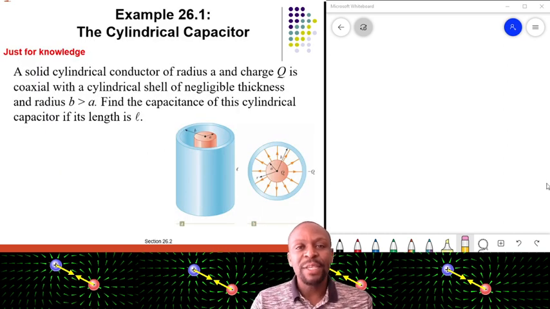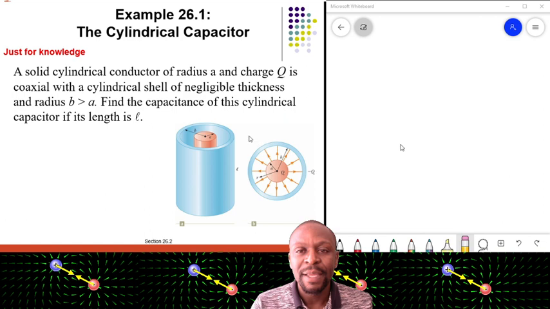Right, just for the sake of your knowledge, I find the following example 26.1 very, very important. In this example, a solid cylindrical conductor of radius A and a charge Q is coaxial with a cylindrical shell of negligible thickness and radius B, which is greater than A. Find the capacitance of this capacitor if its length is L.